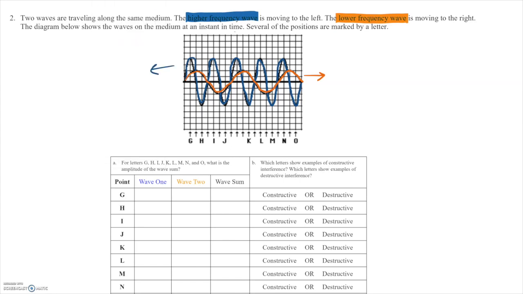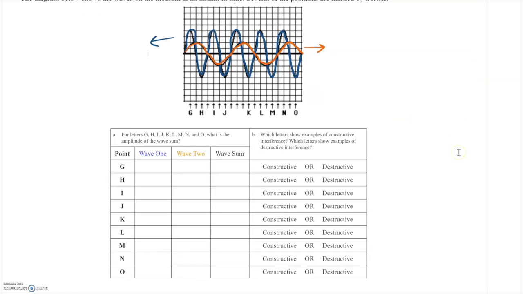So the diagram below shows the waves on the medium at an instant in time. Several of the positions are marked by a letter. Great. So what we need to do here is, in part A, we are asked to find the amplitude of the wave sum. So what we have to do is, for each point, we have to determine what the amplitude of each individual wave is, and then add those points together. Let's go ahead and start with G.